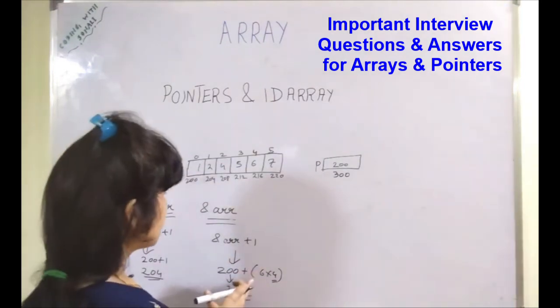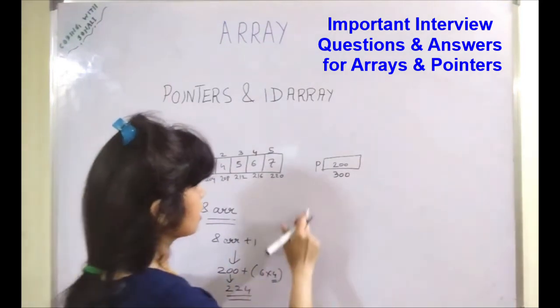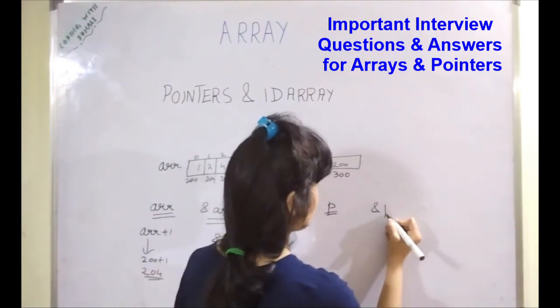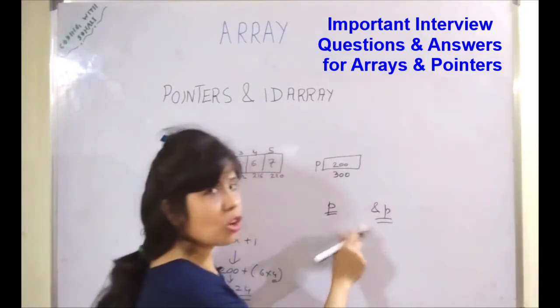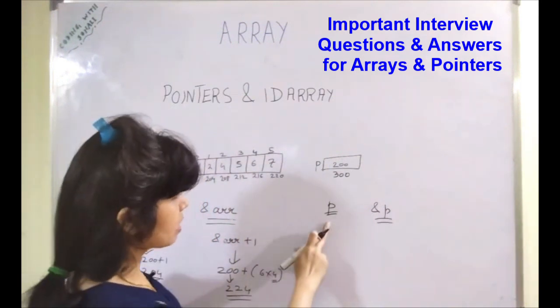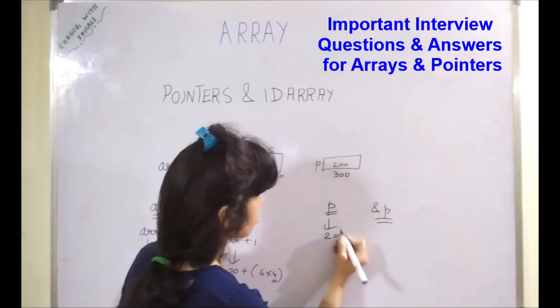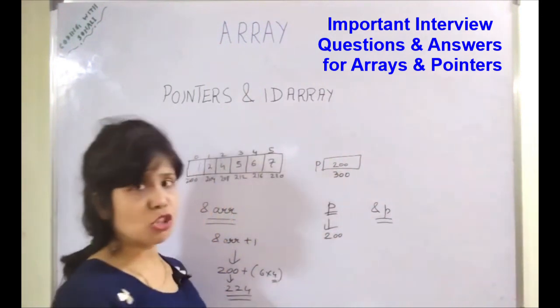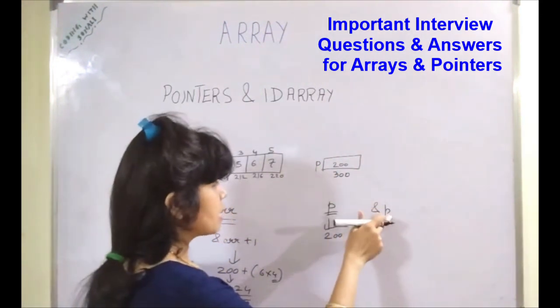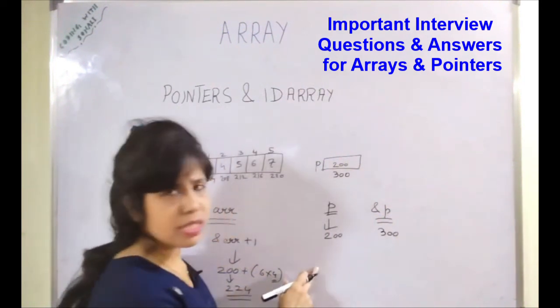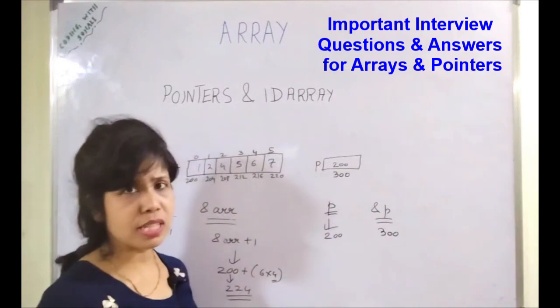Then these are the things in the case of the array. In the case of the pointer, whether both of them are the same or not, you can see here itself. What is P? P is 200, right? And what is ampersand of P? Ampersand of P means the address of P. You can see the address of P is 300. So you can understand, yes, both are not at all the same, they are different.